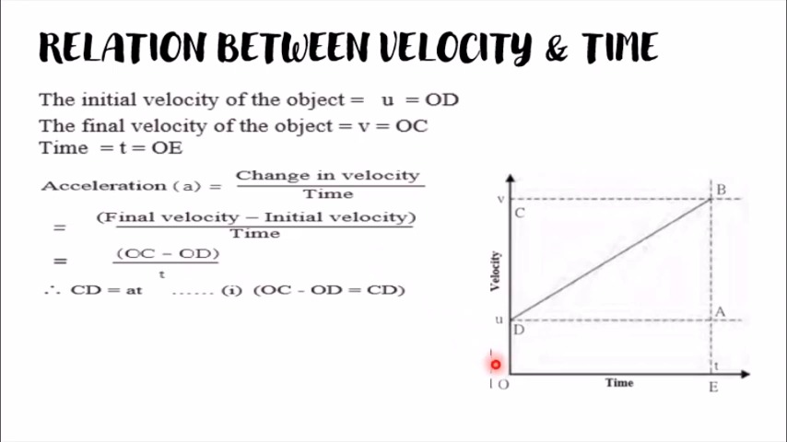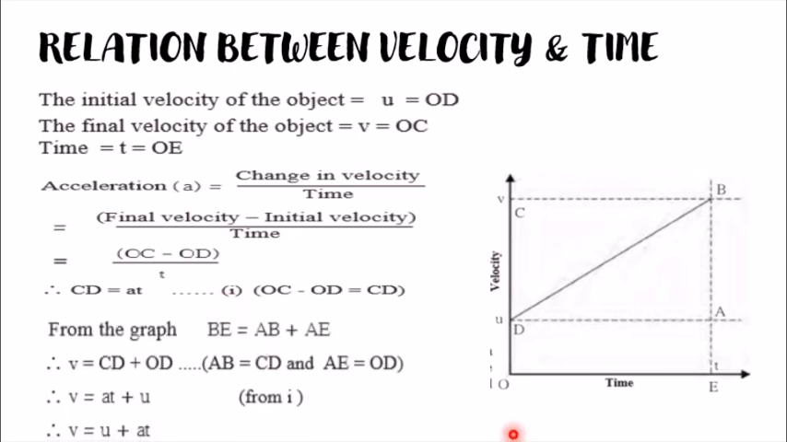If you subtract OD from OC, what we get is CD, so only CD is left. So OC minus OD is CD. We take t to the other side, so CD is equal to at, that is acceleration into time. This is our first equation.